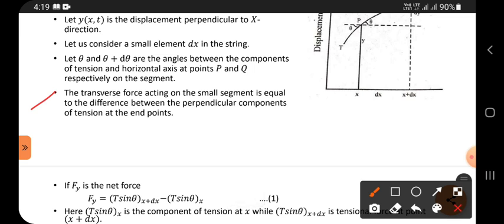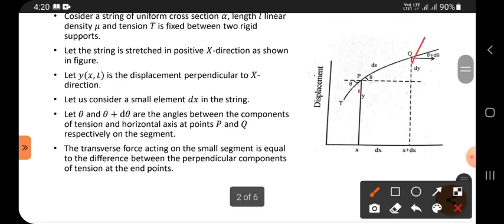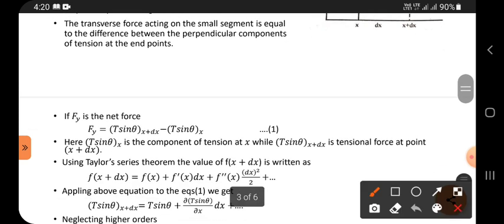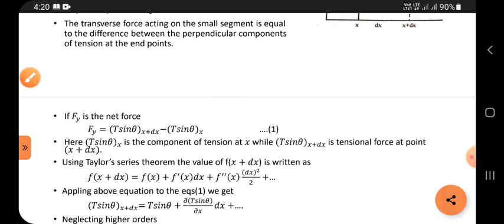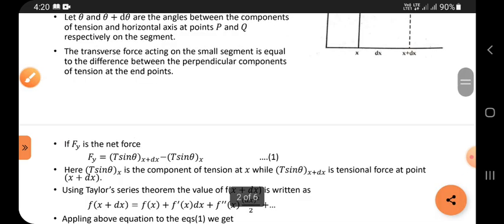The transverse force acting on the small segment is equal to the difference between the perpendicular components of the tension at the two points. Transverse force means a force which is perpendicular to the stretching direction of the string, acting on the small segment, the small piece. It must be equal to the difference between the perpendicular components of tension at the end points, at this point and this point. I am taking this perpendicular force as Fy, a force along the y direction, so the y component is added to show in which direction it is acting. Now see, this is T sin theta at x plus dx minus T sin theta at x. How do we get it? See here from the diagram.